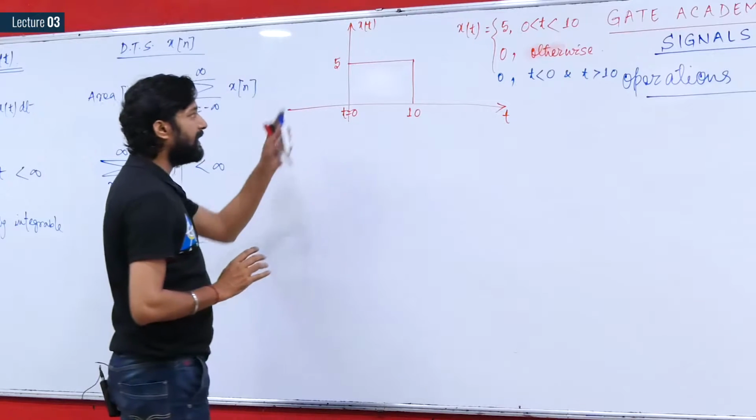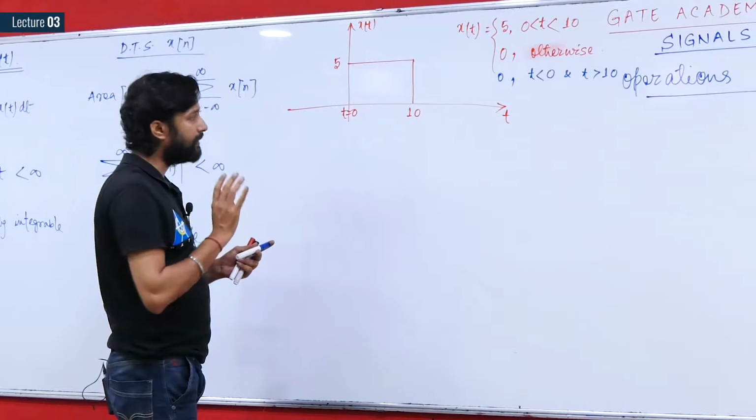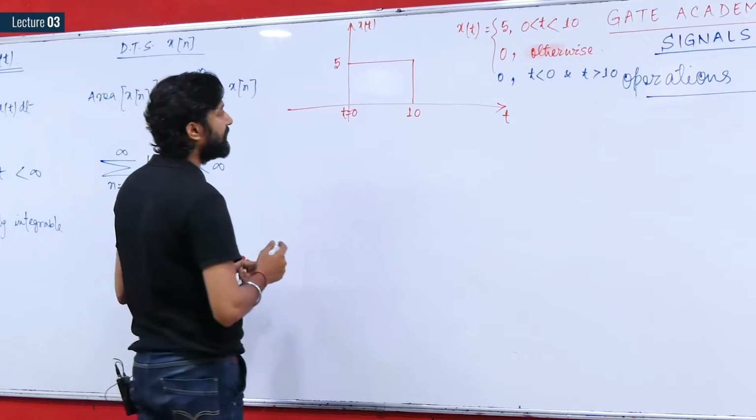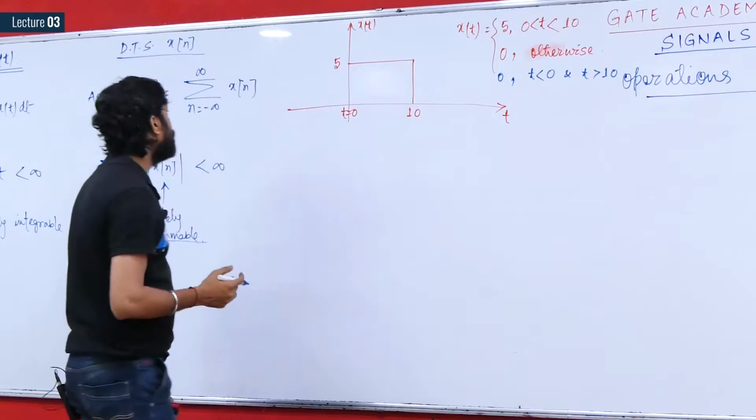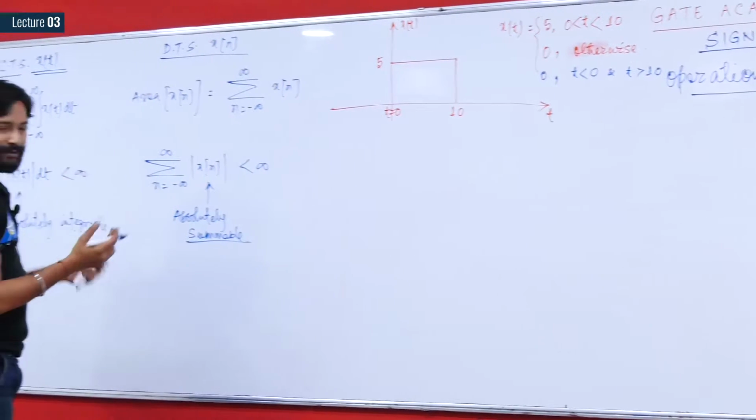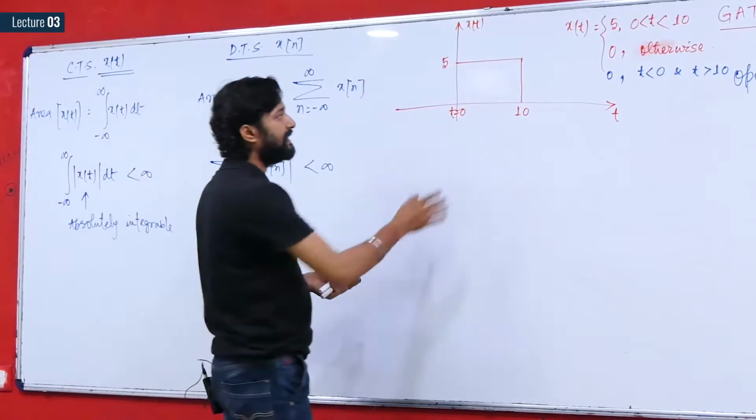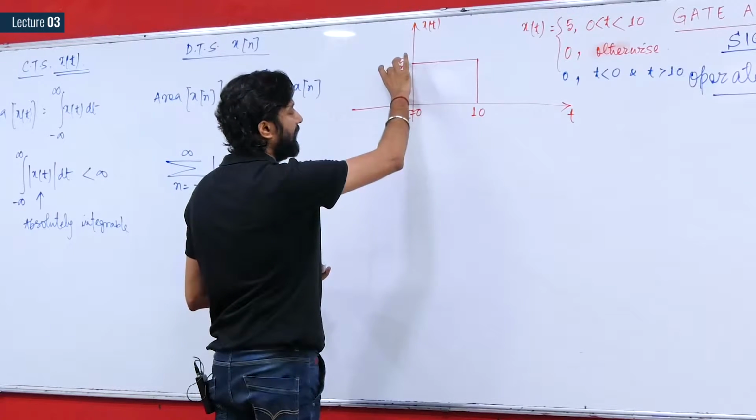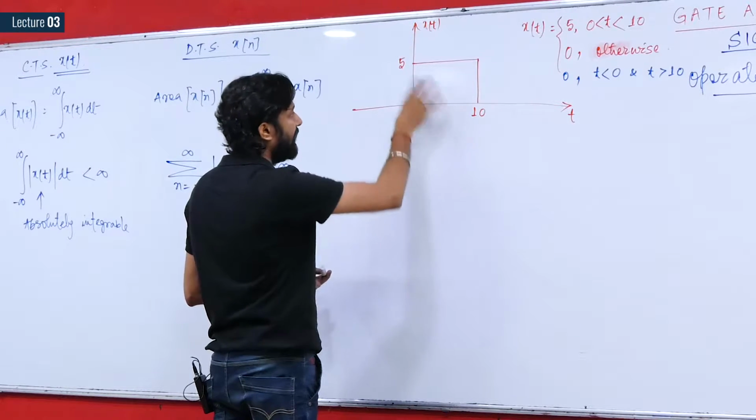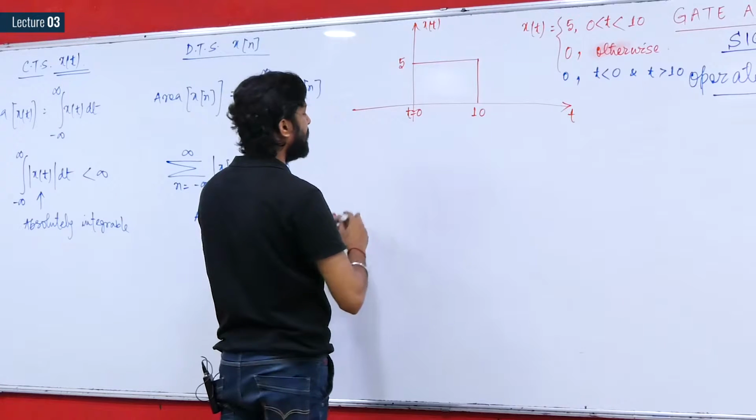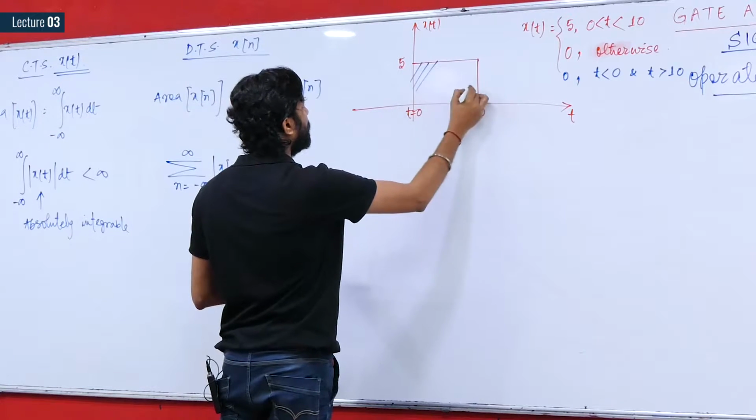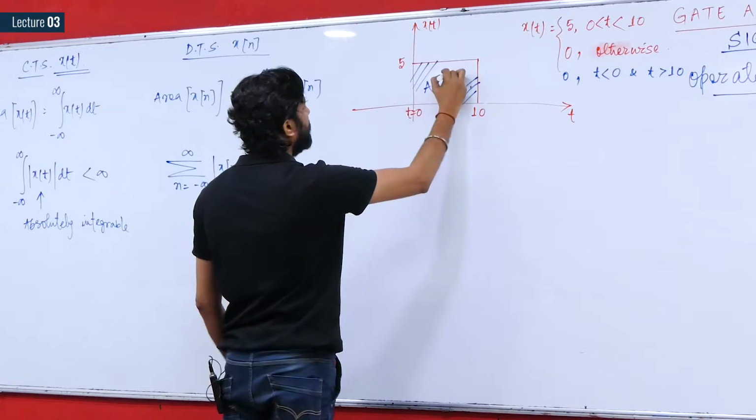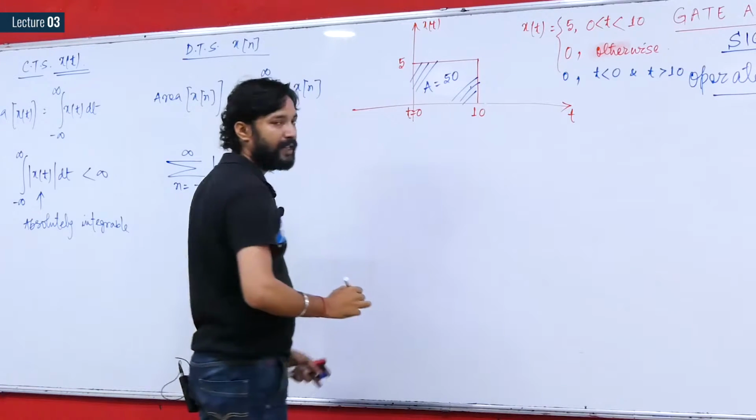So now if you see here, if you want to have the value of the area of the signal, then what is the area of the signal? If you want, then you can use this integration, or otherwise you see here, if it is a rectangle, then its area is just going to be its width multiplied by height. So the width is 10 seconds and the height is 5 units. Therefore the area of the signal is going to be 5 into 10, that is equal to 50 square units.